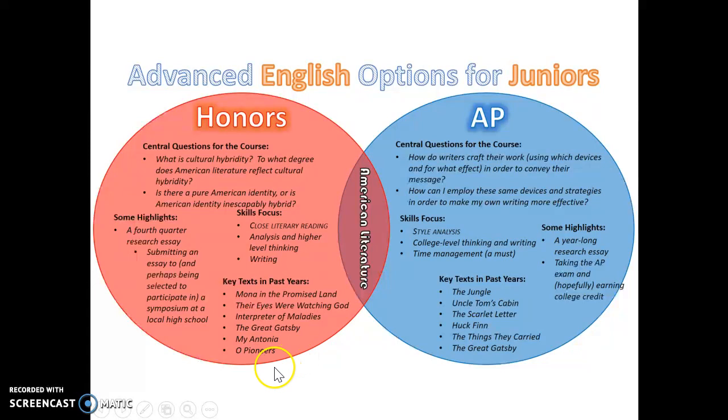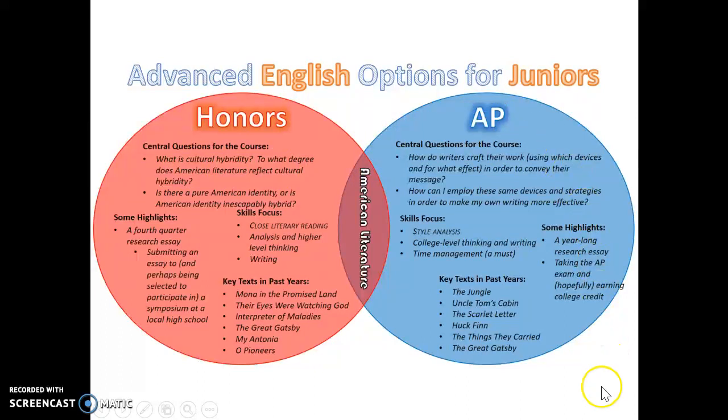So honors is going to be more about close literary analysis and reading, similar to what we're doing now in class, but on an even higher level. And you're going to be asked to write various essays and things on the literature that you're reading. The thematic focus for the honors class is cultural hybridity, which you see right here. And it talks about this idea that being American is this hybrid state of multiple cultures that are combined to create this idea of what it means to be American.